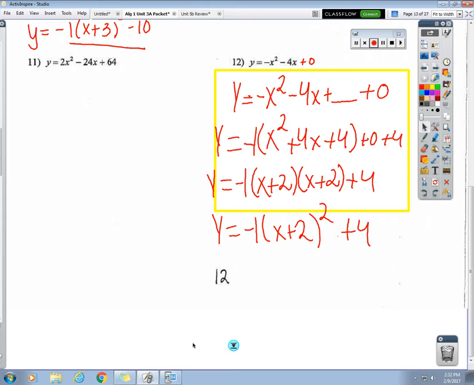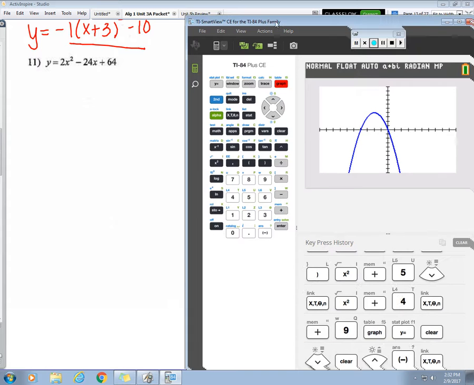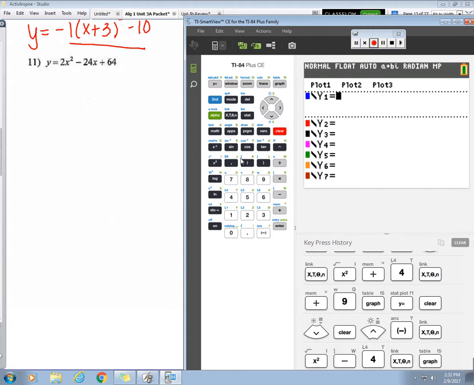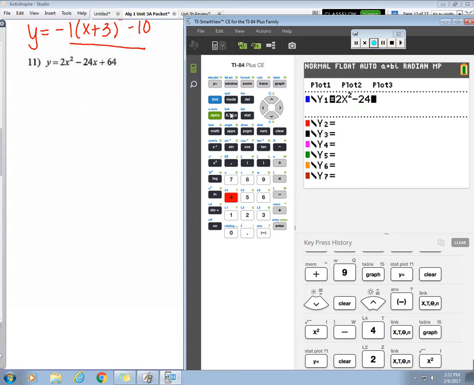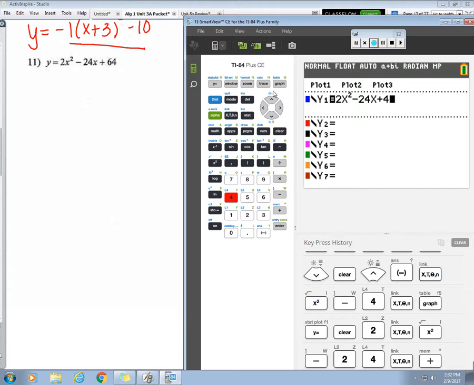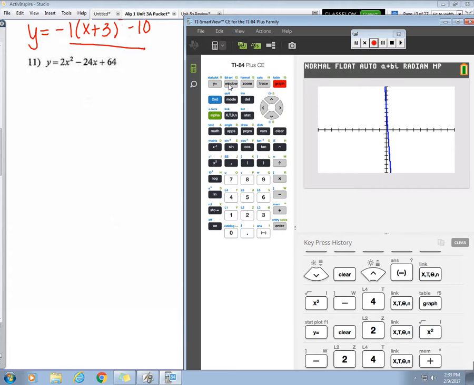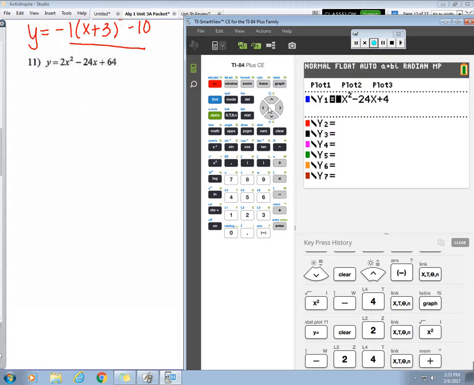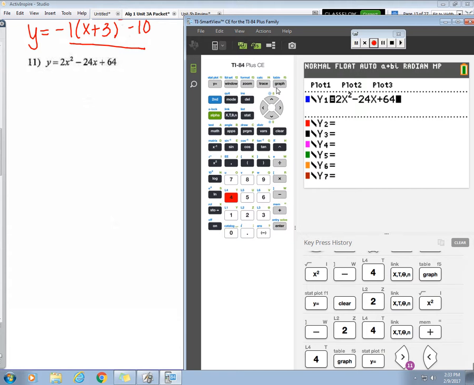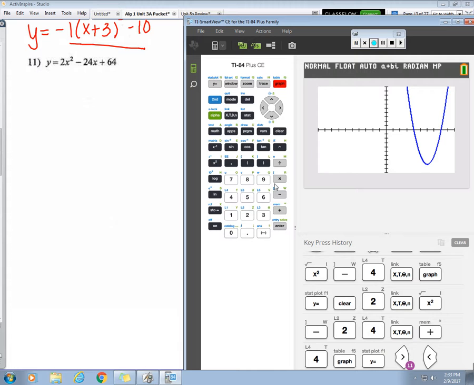Even though we did it yesterday, watch. Y equals 2x squared minus 24x plus 64. Hold on, I graphed it wrong. I forgot the 6 before the 4. Okay, so plus 64. Now when I graph it, I see that the parabola's vertex is way over here, so I'd have to count it out. That looks like 1, 2, 3, 4, 5, 6.